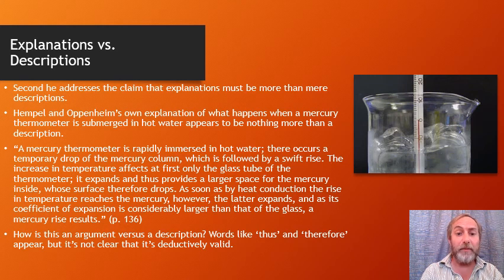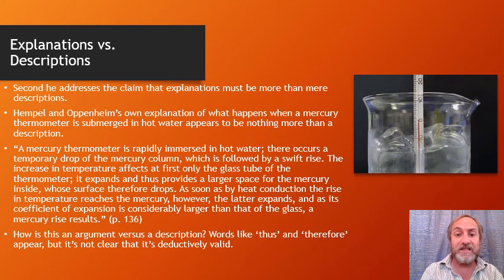A mercury thermometer is rapidly immersed in hot water. There occurs a temporary drop of the mercury column, which is followed by a swift rise. Increase in temperature affects at first only the glass tube of the thermometer. It expands and thus provides a larger space for the mercury inside. The surface therefore drops. As soon as, by heat conduction, the rise in temperature reaches the mercury, however, the latter expands. As its coefficient of expansion is considerably larger than that of the glass, a mercury rise results.